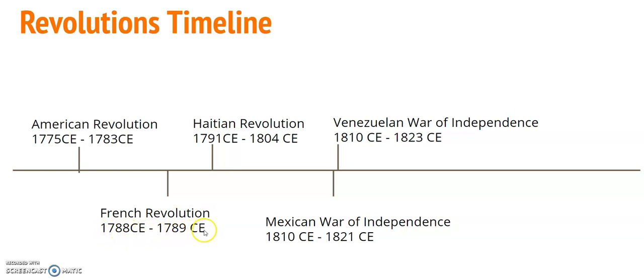Next was the French Revolution, in 1788 CE to 1789 CE. Then we had the Haitian Revolution from 1791 CE to 1804 CE. Then we have the Mexican War of Independence, 1810 CE to 1821 CE. Finally, last, we have the Venezuelan War of Independence from 1810 CE to 1823 CE.